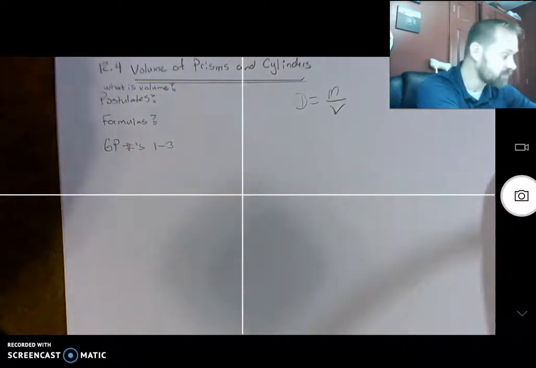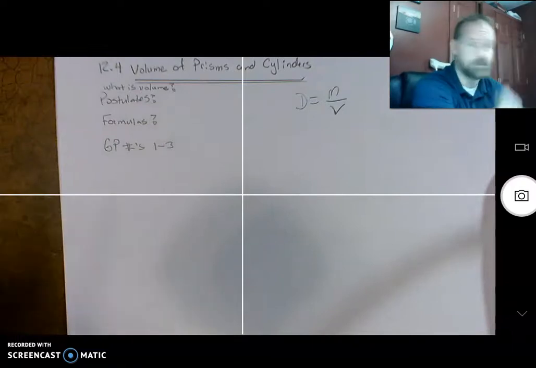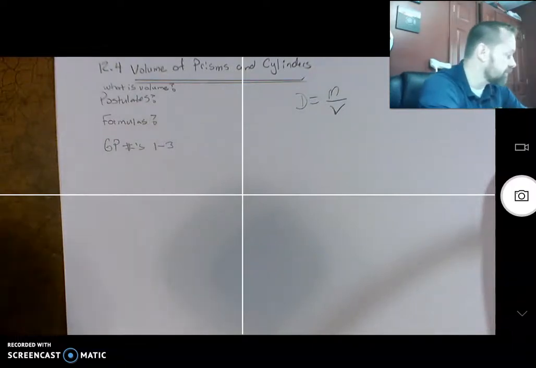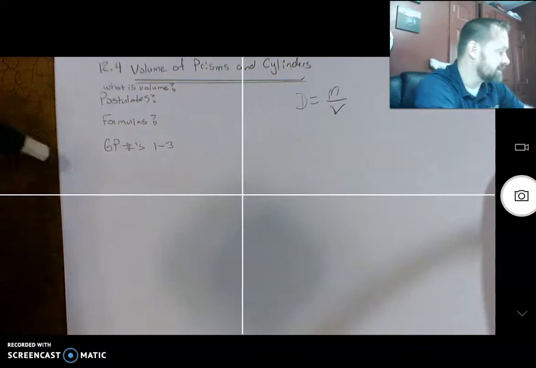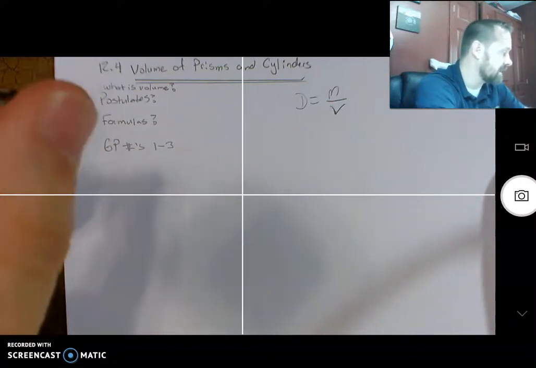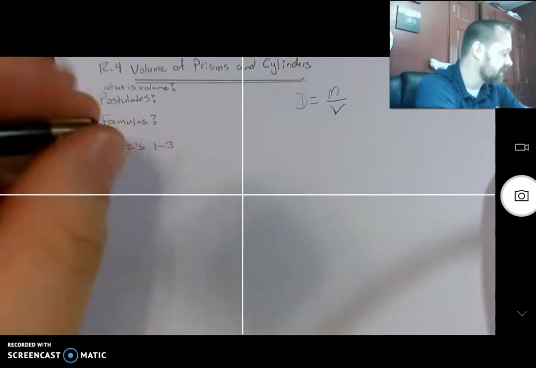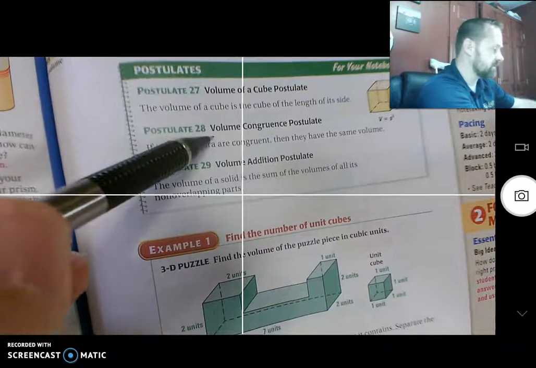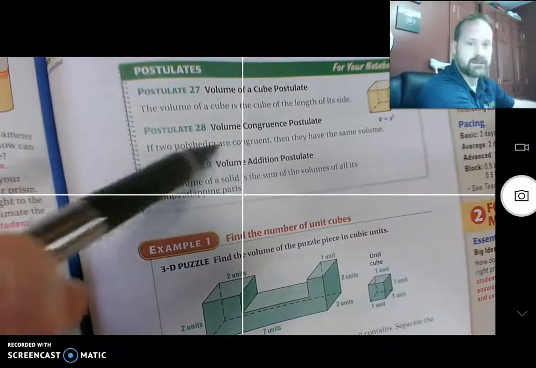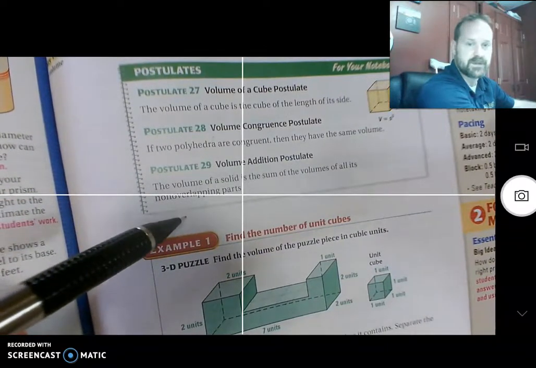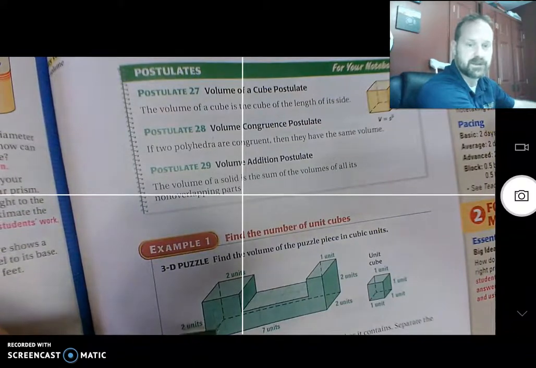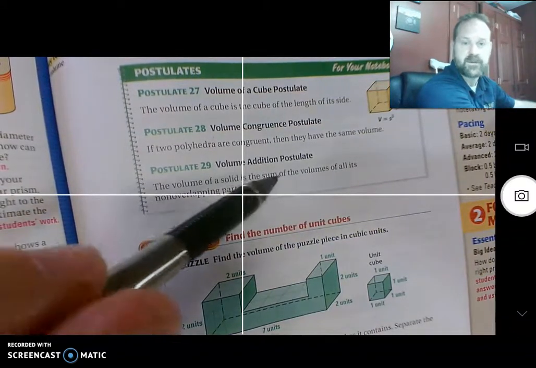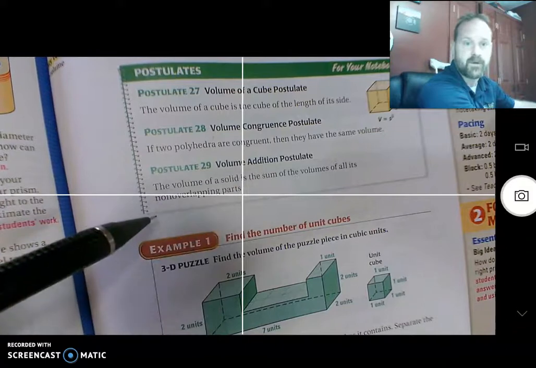Okay, so we want to find the volume of an object. Your definition in your book says volume of a solid is the number of cubic units contained in its interior. The postulates are pretty important, and you can take a look at those. But the one I definitely want you to focus on is this one, because that's how we would do something like this one: the volume of a solid is the sum of all its non-overlapping parts.